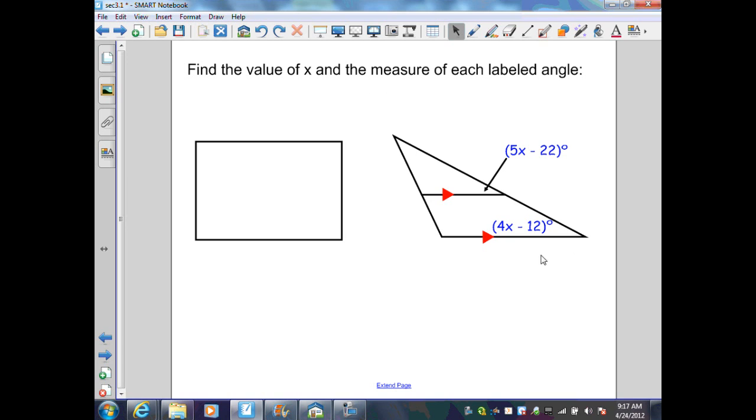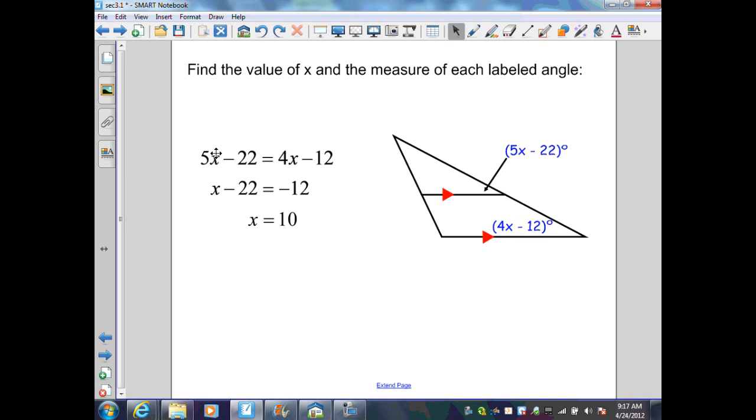On this diagram, they want me to find the value of x and the measure of each labeled angle. In the diagram, I'm given two parallel lines and a transversal cutting those two parallel lines. If two parallel lines are cut by a transversal, then corresponding angles are congruent. Therefore, 5x minus 22 degrees equals 4x minus 12 degrees. Solving, I'm going to subtract 4x on both sides, get x minus 22 equals negative 12. Add 22, x equals 10.